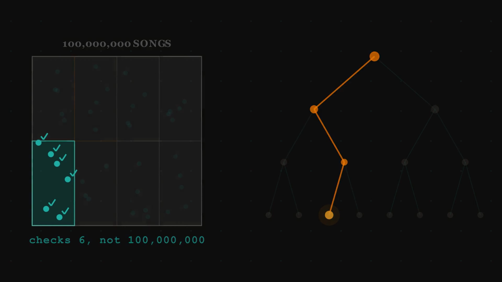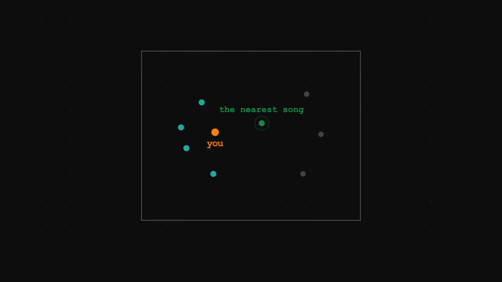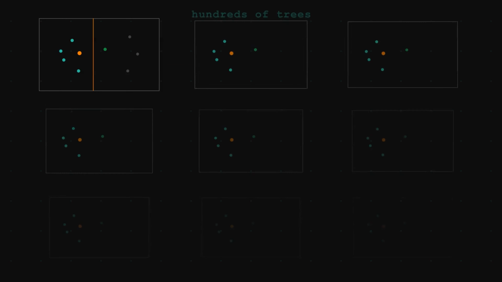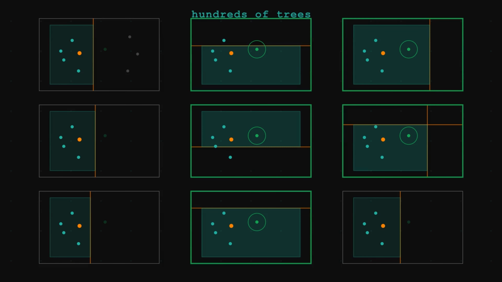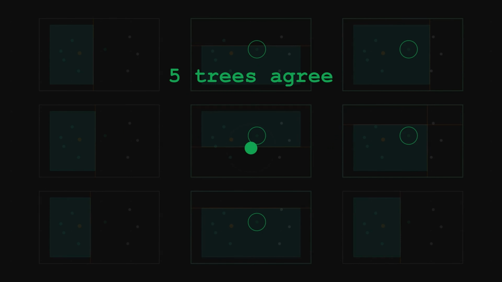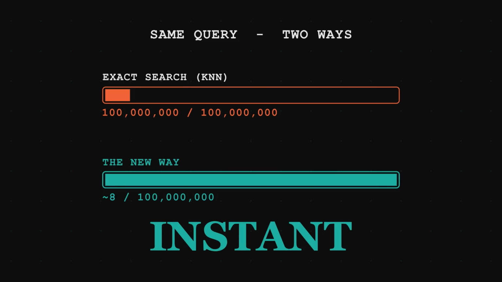But it's not always perfect. The search finds the closest song in its group and stops. The real closest might be one boundary away. In a group it never opens. One line away, and completely invisible. One tree got unlucky. Its boundary fell right between you and the nearest song. So Spotify builds hundreds, each slicing the music differently. In some of them, that song lands right next to the ones you love. Ask them all, and the song most trees agree on wins. Still, it's fast enough to feel instant.